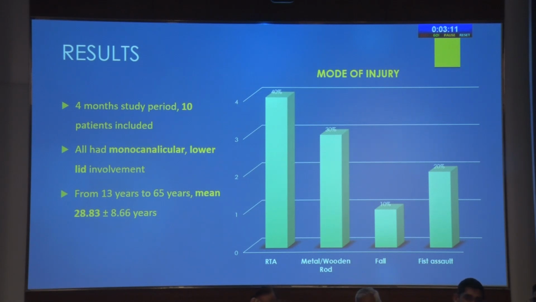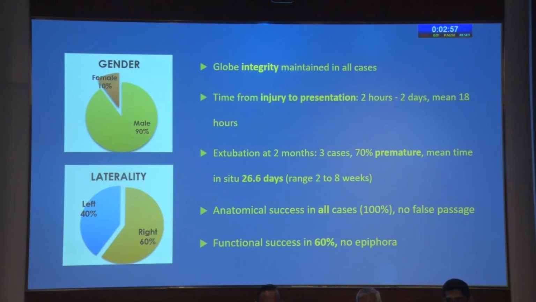to 65 years. The most common cause was road traffic accident, followed by direct injury by a metal or a wooden rod and fist assault. And one elderly gentleman also presented following a fall from stairs. The majority were males with a slight right eye preponderance, and no globe ruptures were seen. Most of our patients presented by 18 hours, with as early as 2 hours and as late as 48 hours.